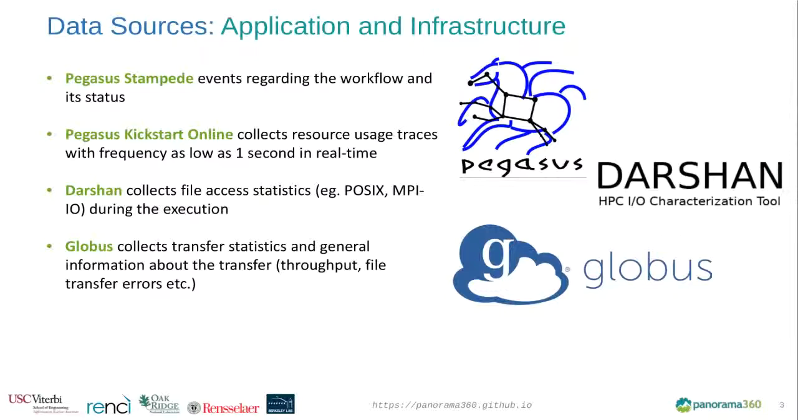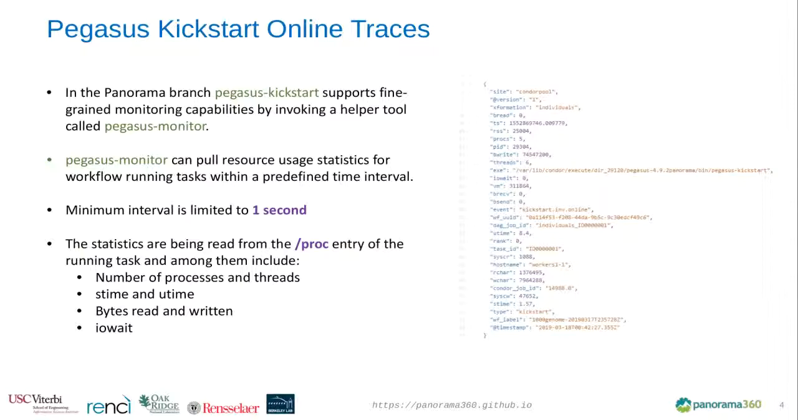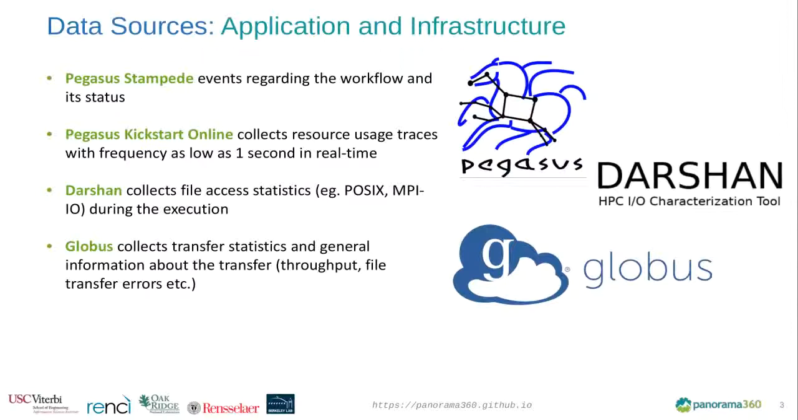Right now, we are just focusing on these tools. We're limited on the number of tools we're using. So, for example, we don't collect data from SCP or other file transfer protocols. And we don't support any other I/O profiling tools, only Darshan.